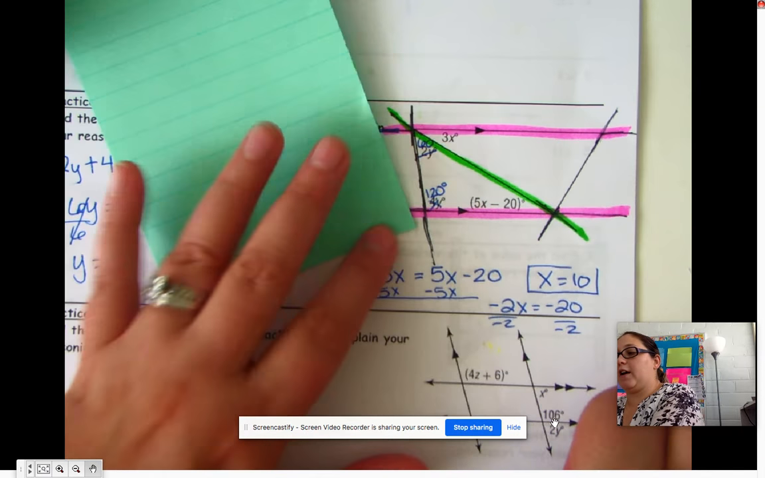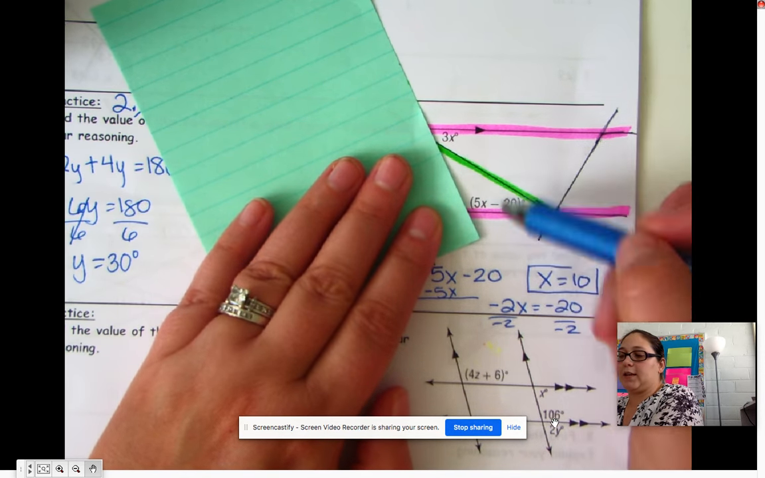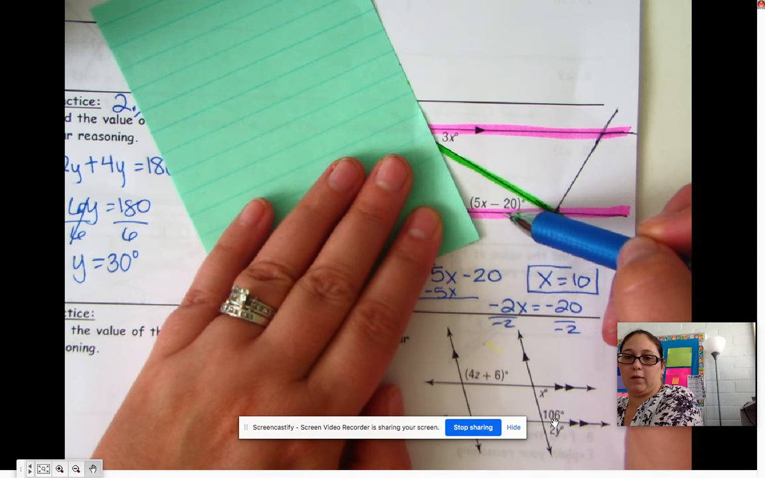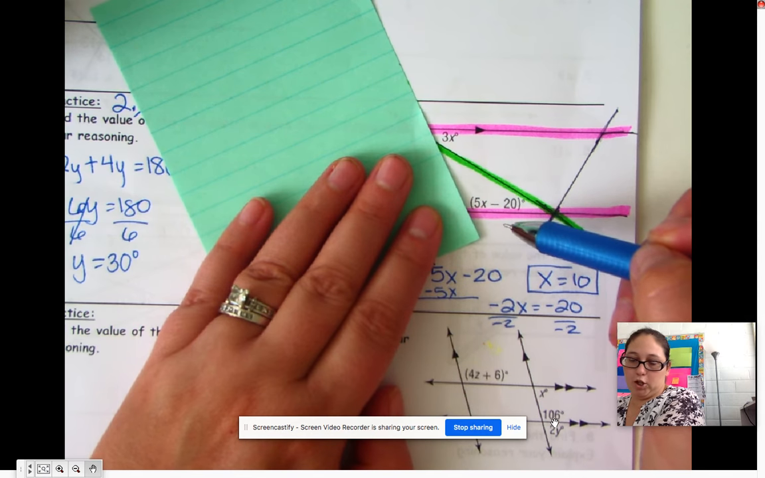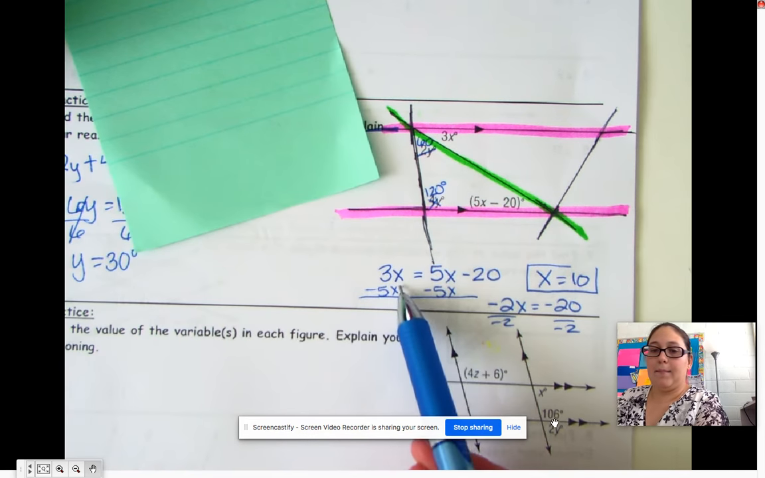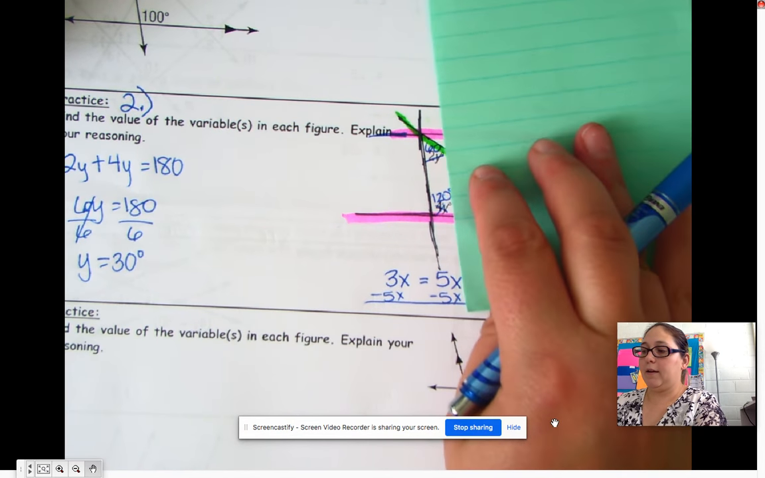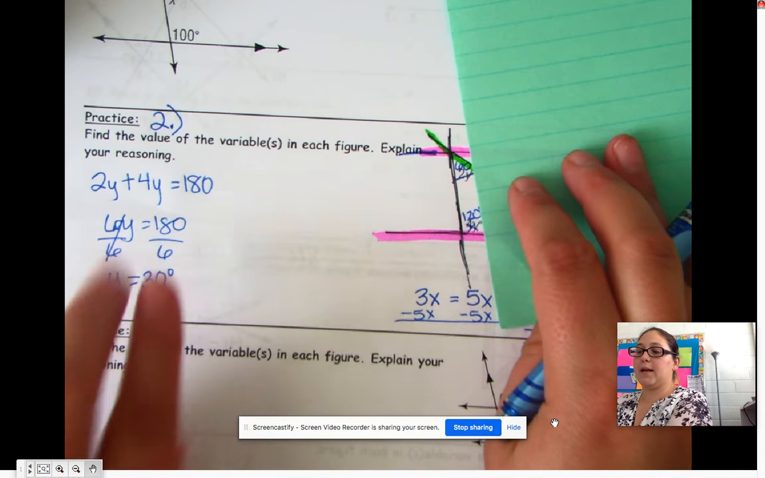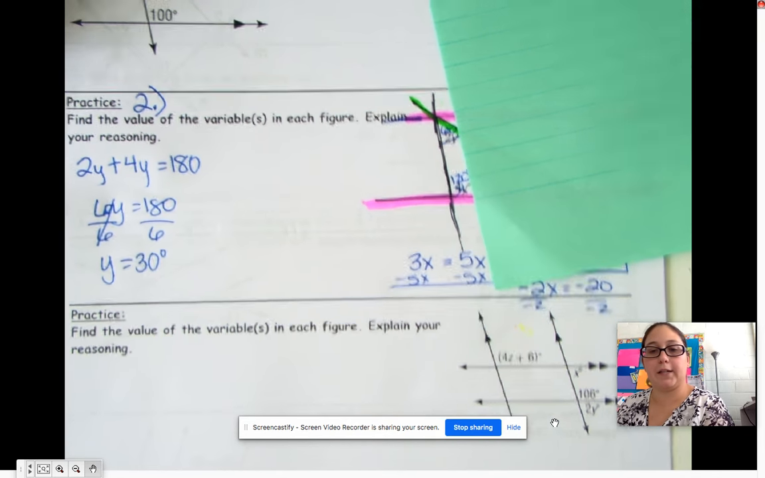So you had to separate it. Sometimes it's easier to cover up some information so that you can see it. We could see that this and this were alternate interior angles, and I know that alternate interior angles are congruent. They're equal to each other, so I'm going to set them equal to each other. On the other side, they were supplementary. So you've got to see the relationship before you can set it up.